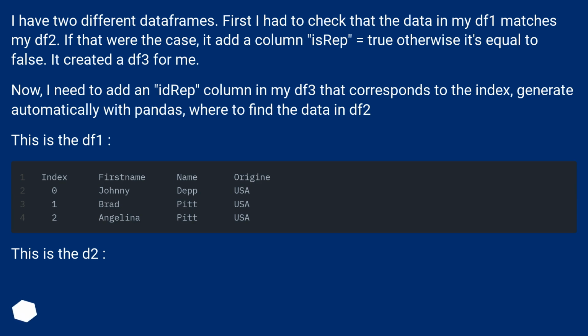It created a df3 for me. Now, I need to add an idrep column in my df3 that corresponds to the index, generated automatically with pandas, where to find the data in df2.